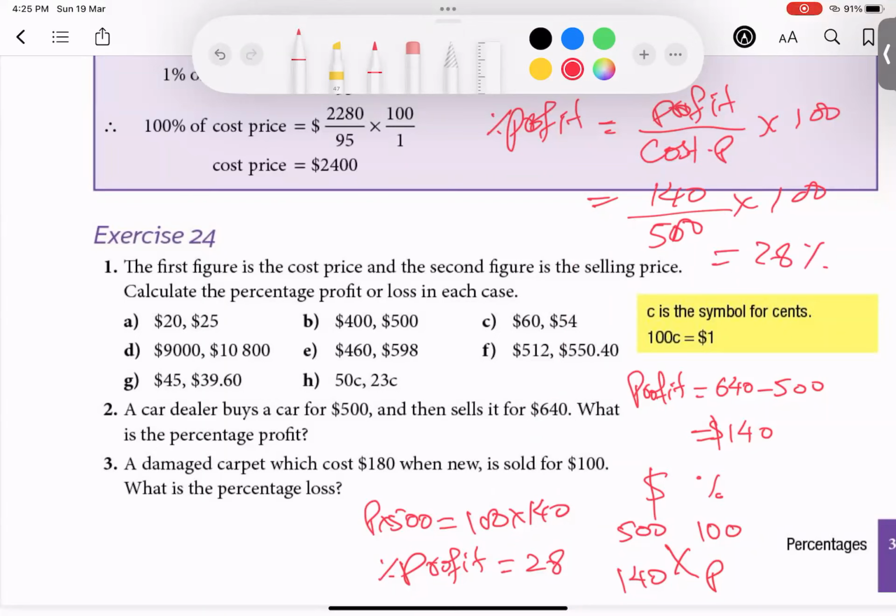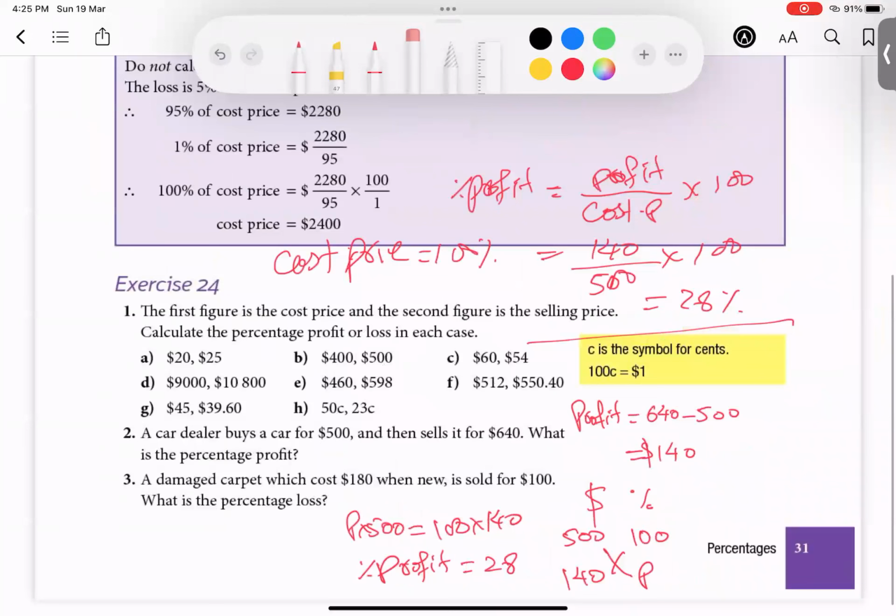And make sure, what is the important thing here? Cost price will always be dealt as 100%. I think this point is very clear, and we have done it in two ways. The top is one way, below is the second way. So I write it all here. I hope the point is very, very clear.